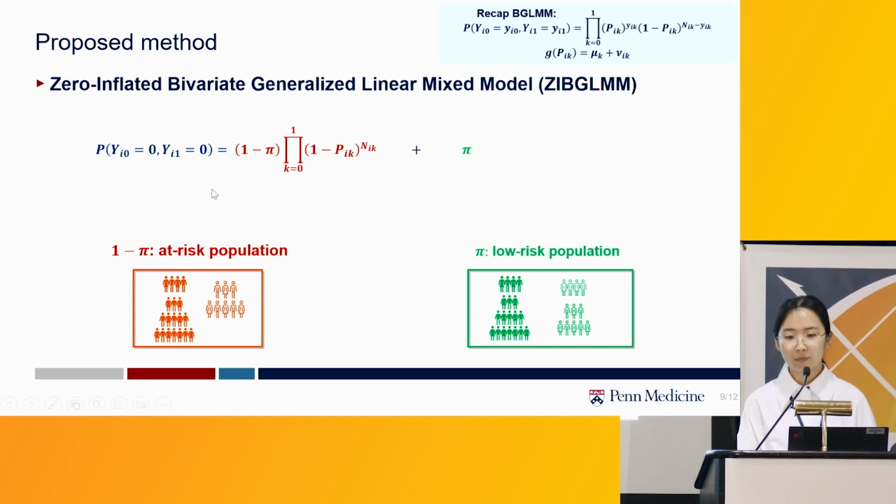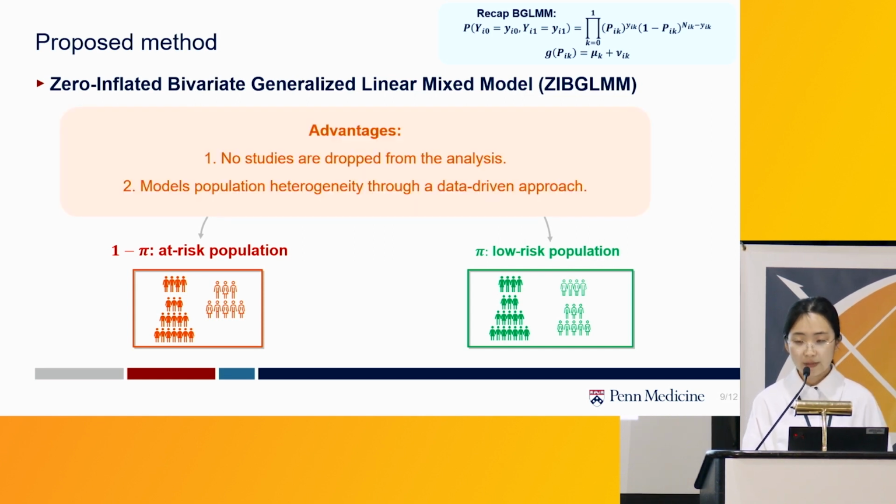So our model is a two-component finite mixture model, and given a double zero study with zero event counts for both treatment groups, it either comes from the at-risk population or it comes from the low-risk population. And still, the parameters of interest are the random and fixed effects and can be estimated using the maximum likelihood estimation. The advantages of our method are twofold. First, no studies are dropped from the analysis. And second, our method models the population heterogeneity, by which I mean the existence of a low-risk and an at-risk population, through a data-driven approach.